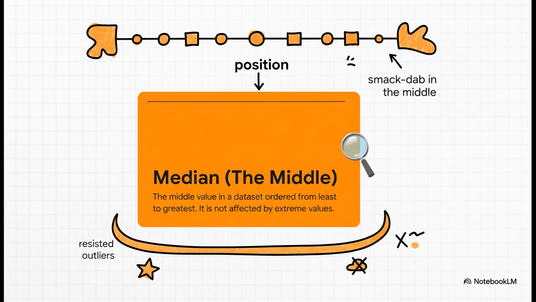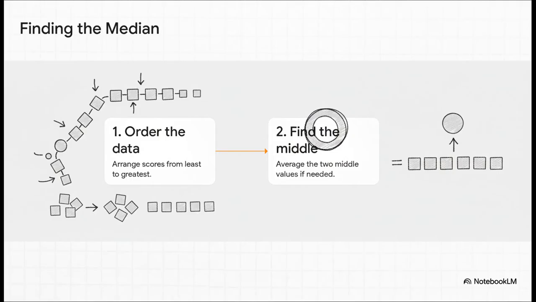You just line up all your numbers from smallest to largest, and you find the one that's sitting right in the center. And that's a superpower. It is not affected by those crazy high or low numbers. It's basically outlier proof. So how do we actually find it? It's a simple two-step deal. First, you gotta sort your data. Put all the scores in order, from lowest to highest. Then, you just find the number in the dead center.